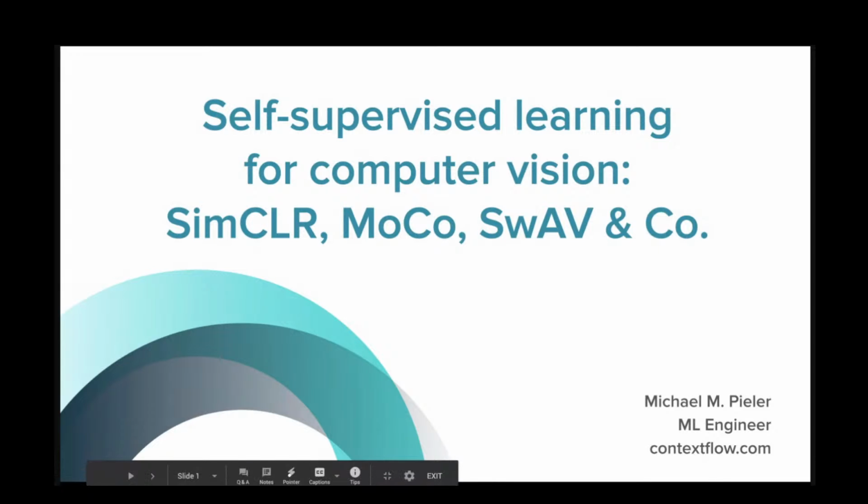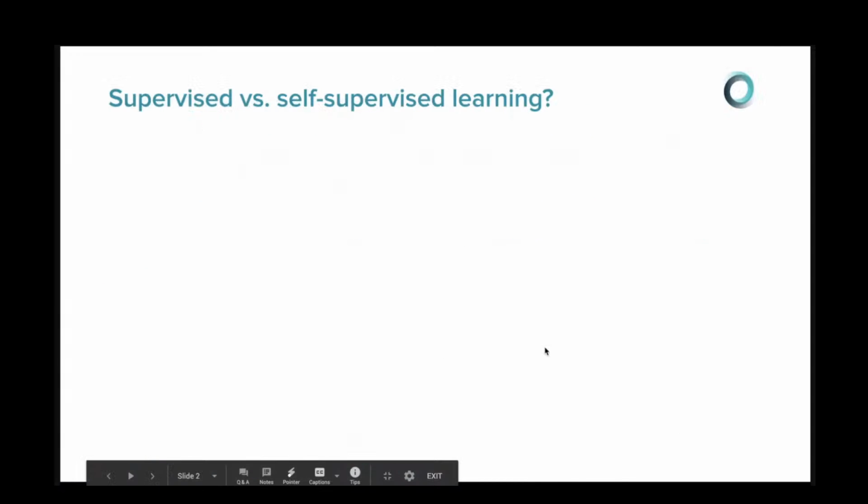So today I'm going to talk about self-supervised learning for computer vision. We will start with a short intro, then switch over to the SimCLR approach, MoCo, SwAV, and have a little bit of a look into future setups. And then there will also be time to discuss the topic in more detail. So what's the fuss about self-supervised learning, and where is it different from supervised learning?